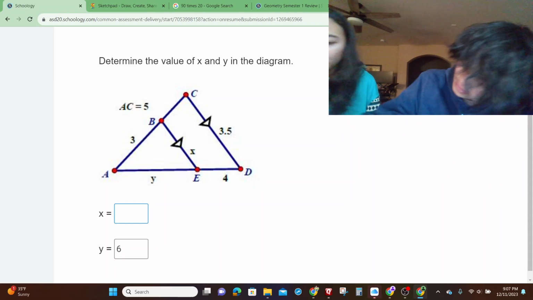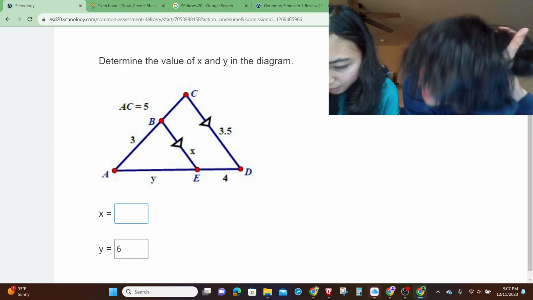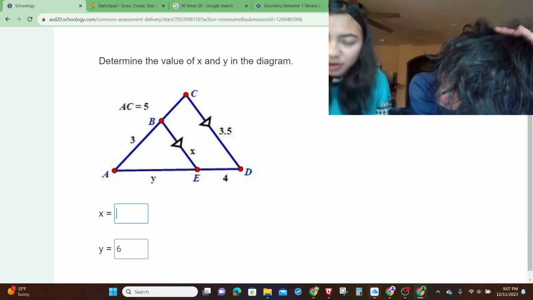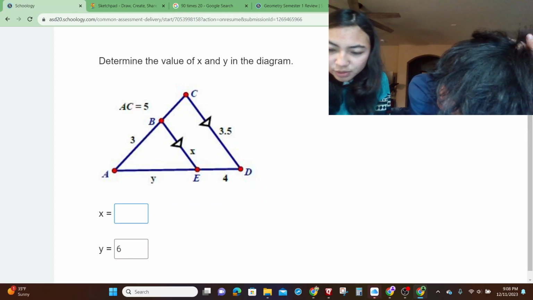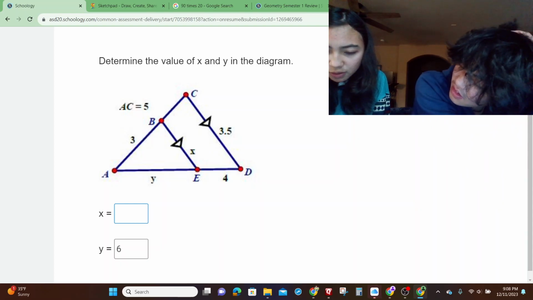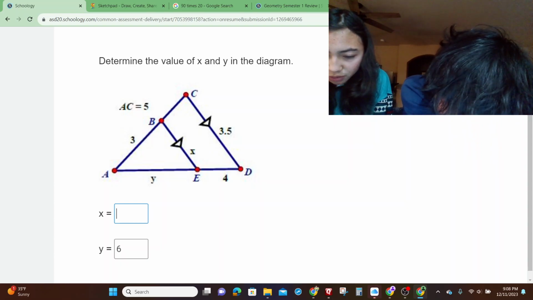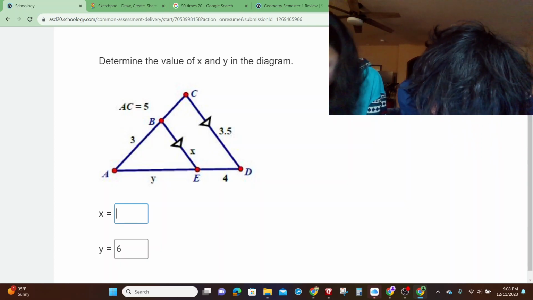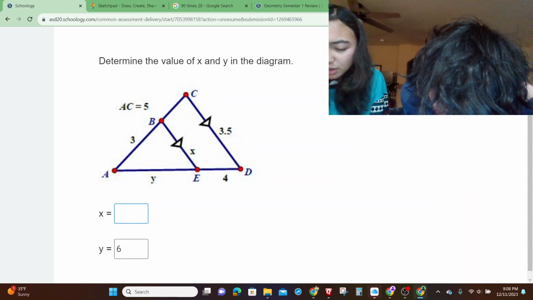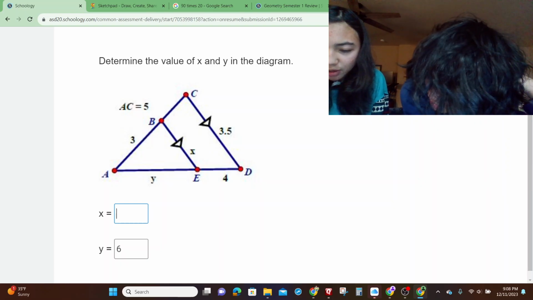Wait, which one? Oh yeah. Let's see. Put 3 over 2 equal to... Okay, so 3 over 2 equals y over 4. Makes sense. You cross multiplied them. 2 times y, 2y, equals 12, divided by 2, so y equals 6. And then 6 plus 4 is 10, so this whole side is 10, this whole side is 5. And you're looking for x, okay.